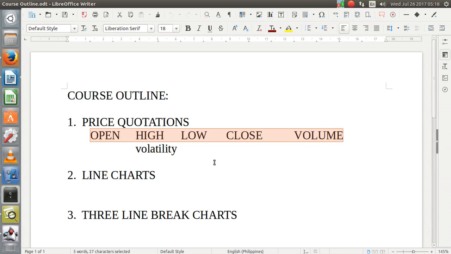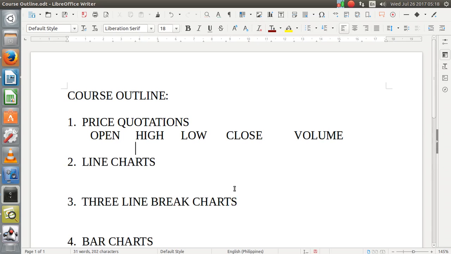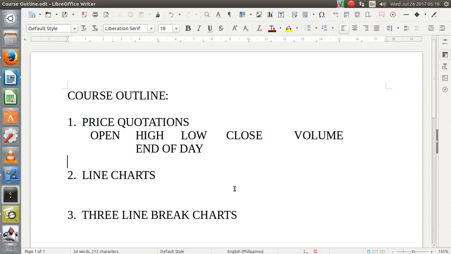Let me just delete this volatility here. We are talking of end of day, EOD for short. Okay, EOD, end of day. This is as far as the daily price quotations are concerned.